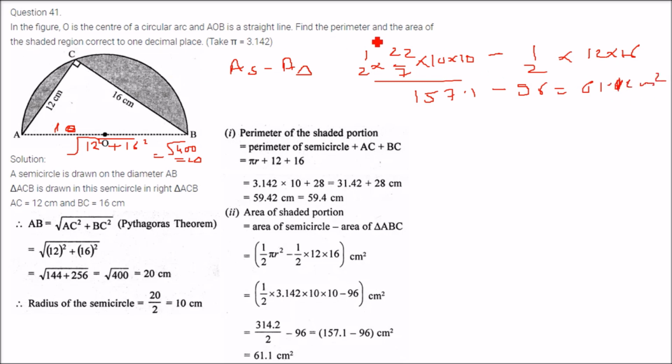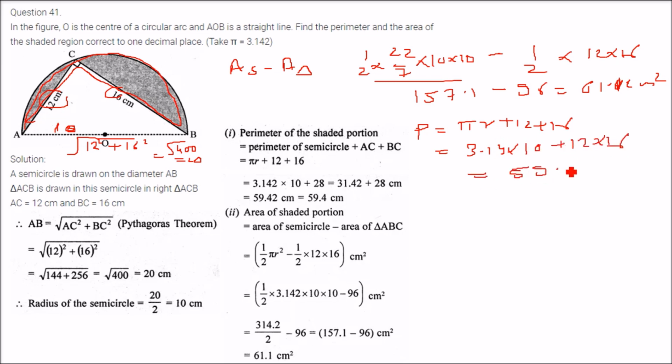Okay, now we have to find out the perimeter also. What is the perimeter? The perimeter of this is first this half part, which is the semicircular part. The length of the semicircular part is pi r, pi into r, plus 12 plus 16. So this plus this plus this. This will be the perimeter. Pi is 3.14 and r is 10, plus 12 plus 16, and this will come to be 59.4. So this is the answer.